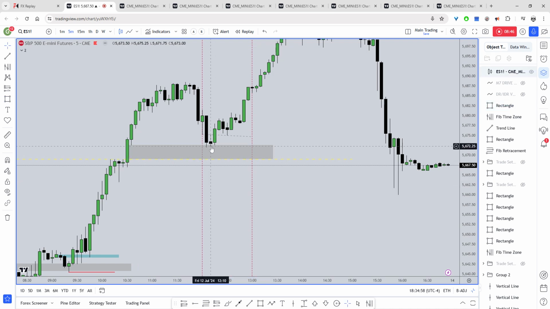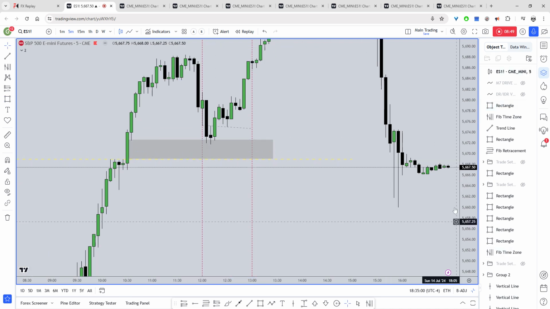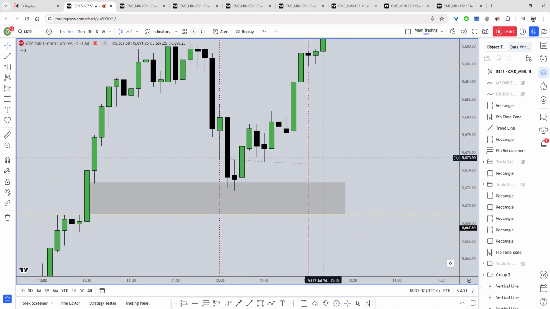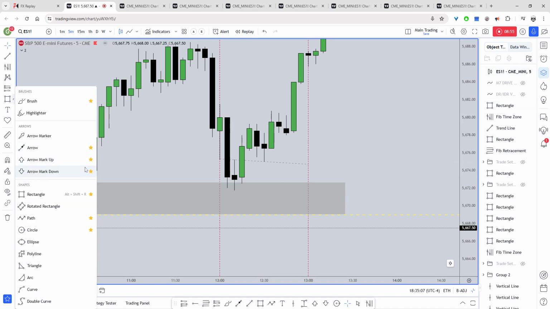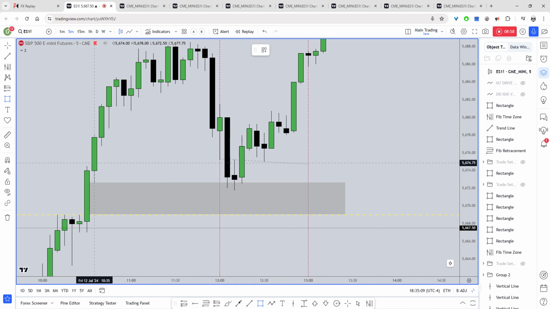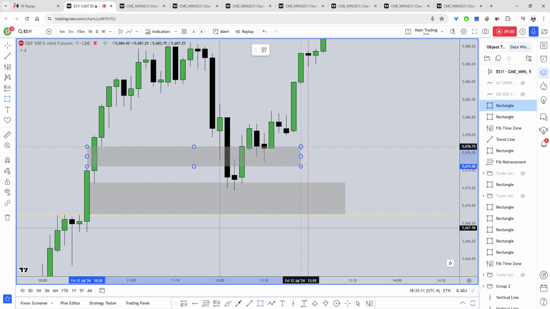That fair value gap then starts to break structure on the 1-minute time frame. We'll take a look at that in a second. But effectively, these fair value gaps, once they get respected, then we're looking for them to become inverted. So it's like an OG fair value gap.